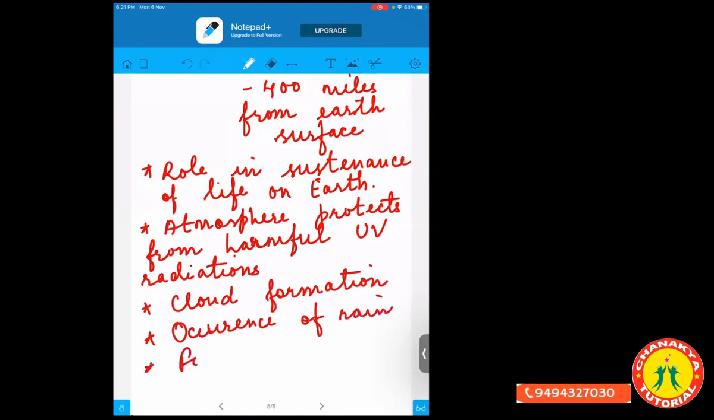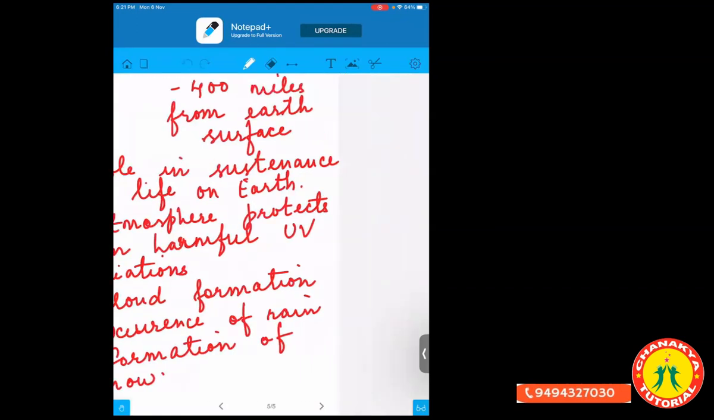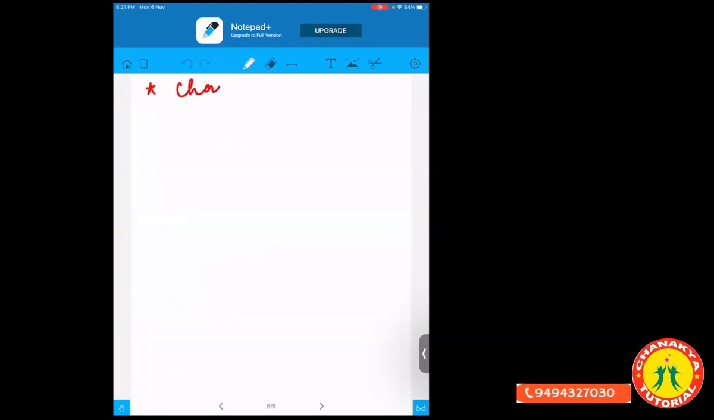Then it also helps in the formation of snow. So these are a few points related to the atmosphere. Then it is also responsible for the change in weather. If the air is cold, then the weather also becomes cold. If the air is hot, the weather is also hot. So these are certain things related to the atmosphere.